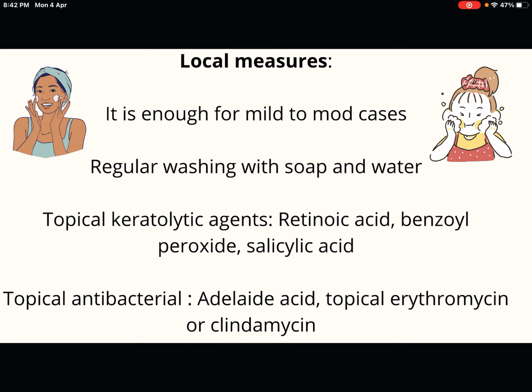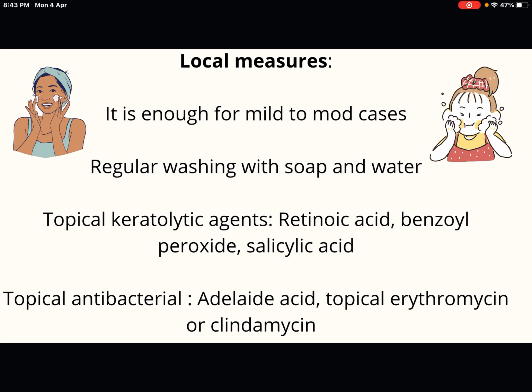Now let's see, there are two types of methods, local measures and systemic measures. First let's discuss local measures. As local measures, what all can we do? The local measures are good for the mild to moderate cases. It is not good for severe cases. So local measures are applied for the mild to moderate cases of acne vulgaris. What are those? Regular washing with soap and water. This is the basic and the most efficient method to control acne vulgaris.